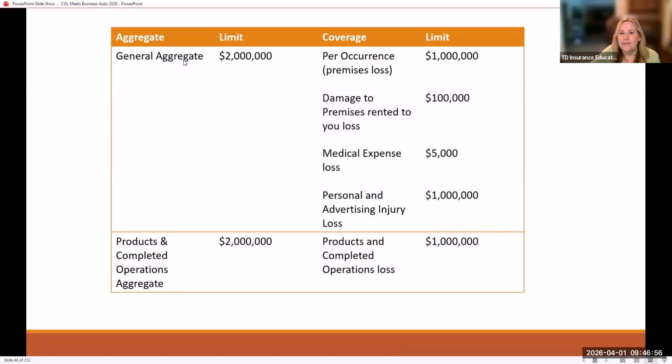It's not uncommon to see general aggregates and products and completed operations aggregates of 2 million, and then a per occurrence limit of 1 million. Damage to premises rented to you usually starts at 100,000. Increase that up. Medical expenses, again, these are two sublimits. Personal advertising, you'll usually see at 1 million. And again, your each occurrence limit there could be at 1 million. Your aggregates here are very important because as you have a claim, it gets subtracted from that.